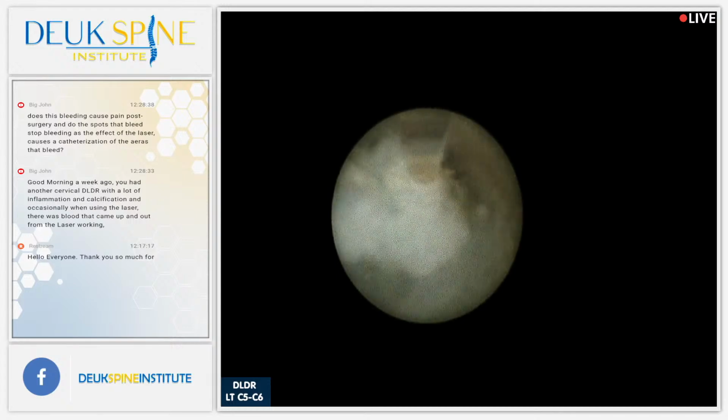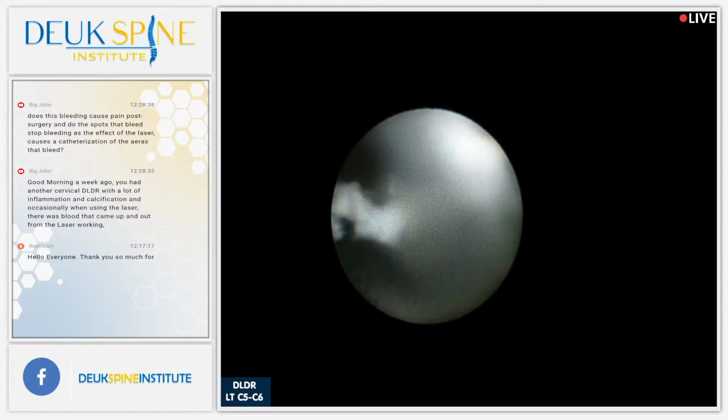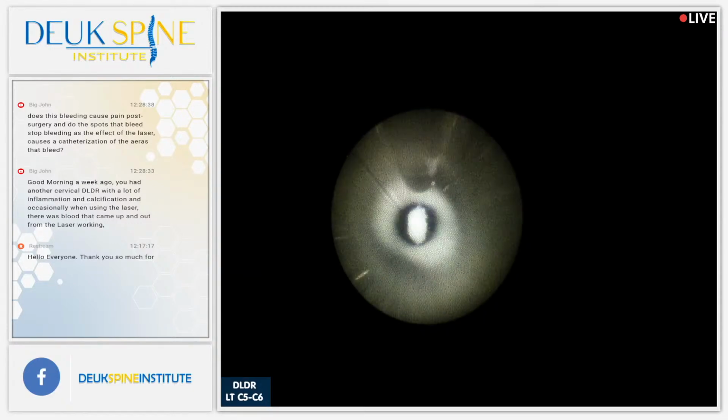Look at all this swollen disc tissue, full of edema from inflammation. So far, so good. Look at all these chunks of herniation. That is another chunk.